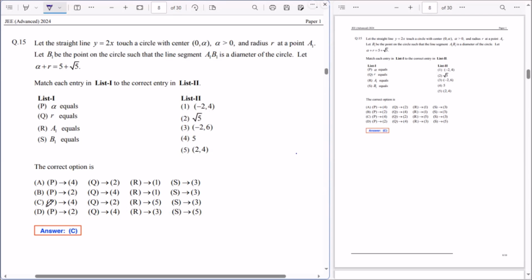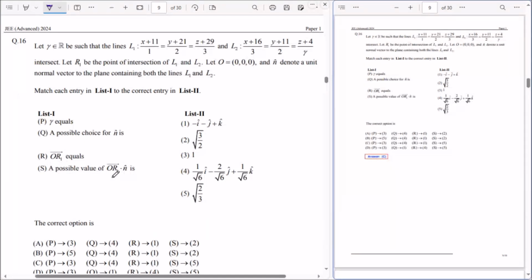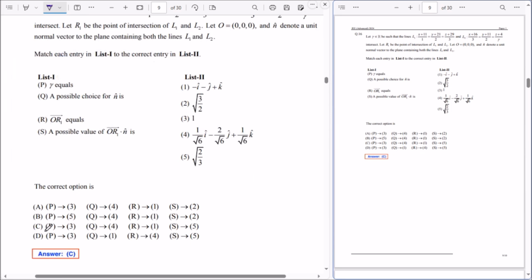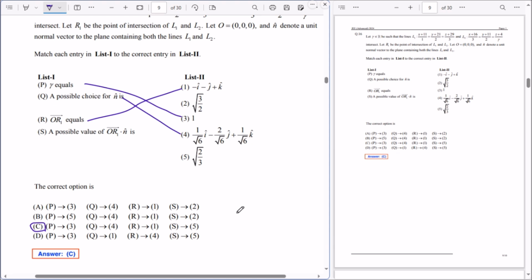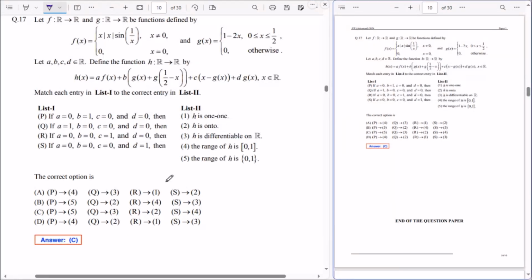The correct option is C, P4, Q2, R5 and S3. Next, question number 16. The correct option is C, students. That is P3, Q4, R1 and S5. Next, question number 17. The correct option is C, that is P5, Q3, R2 and S4.